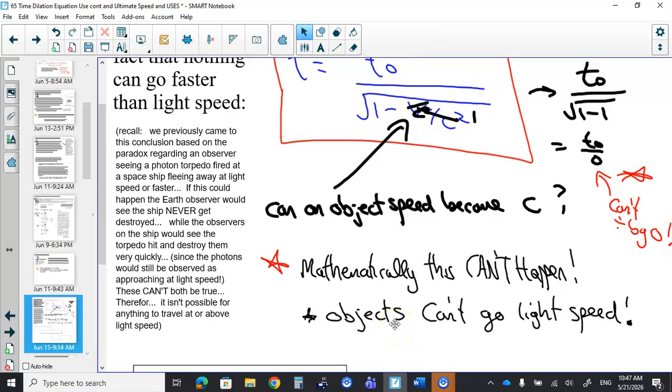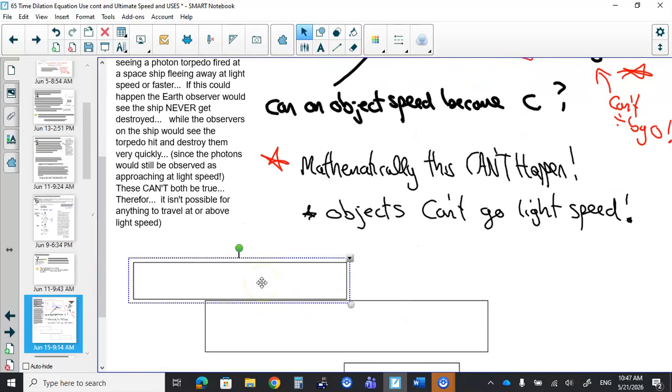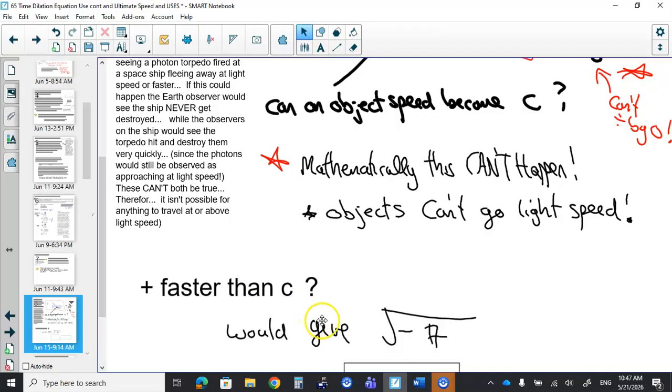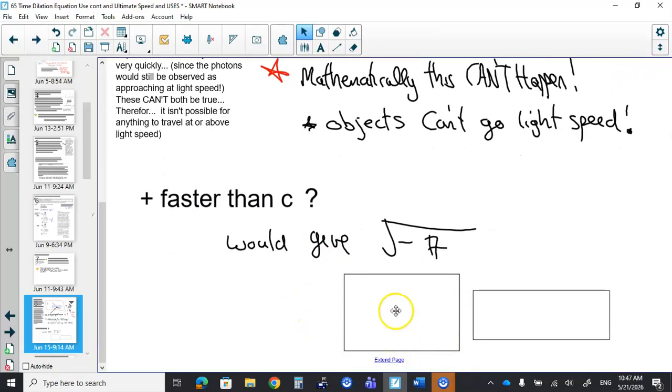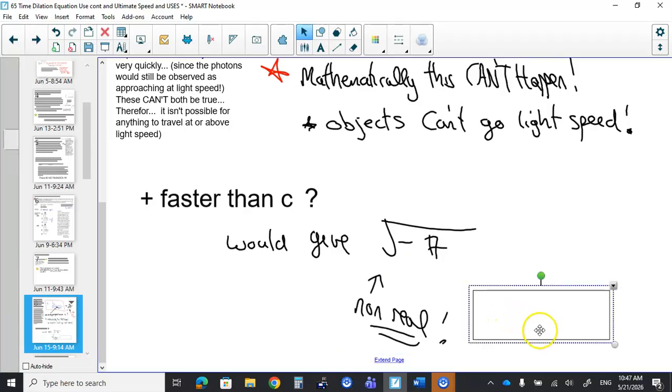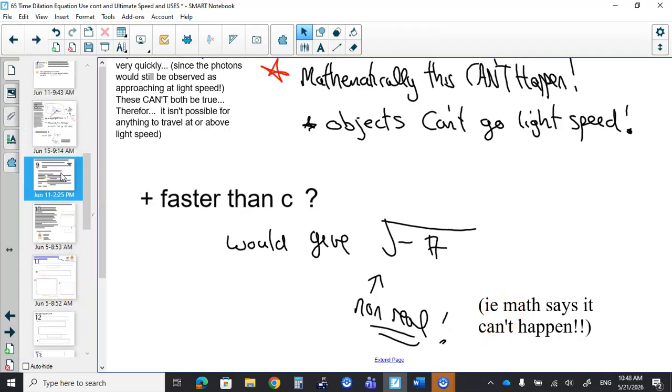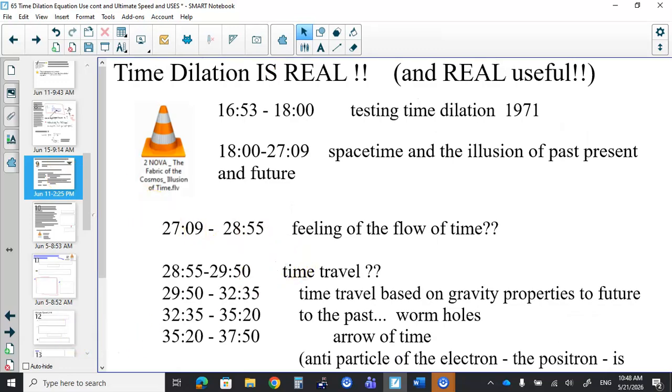I was never super satisfied with that as a reason. I like these other ideas that we've seen about the light beam chasing the ship and so on. But math has the power to do that. If it can't happen mathematically, and the math represents reality, then it can't happen in reality. There's a lot of ifs there, though. So what about faster than the speed of light? That would give a negative number. Well, can you do roots of negatives? No, right? So it can't happen mathematically. And since the math represents real life, if it does, then that means it can't happen. So yeah, time dilation is real.